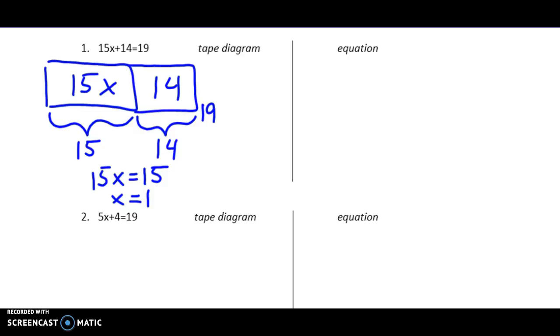Next up, we have the equation, which is already given to us in the example. 15x plus 14 equals 19. So again, we'll just go through this step by step without any sound. Copy down each step, that way you can do number 2 on your own.